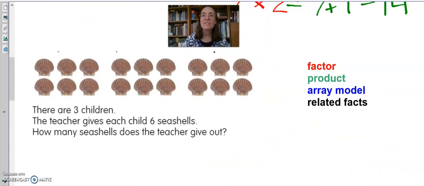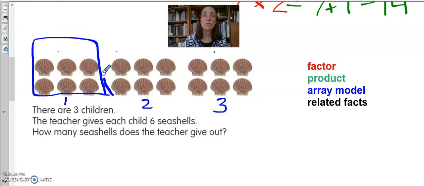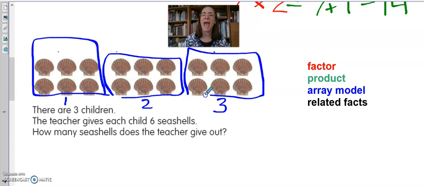There are 3 children. Here's child 1, child 2, and child 3. The teacher gives each child 6 seashells, and you can see they've already arranged them in those equal groups for you. There's 6, and there is 6. How many seashells does the teacher give out? Well, first of all, what are our factors? One of our factors is 3. So we can do 3 times the next factor, which is 6. Each of the 3 children gets 6 seashells. 3 times 6 will hopefully get me to my product.